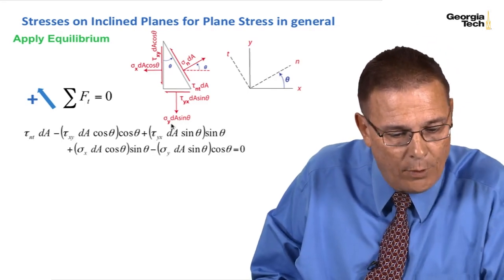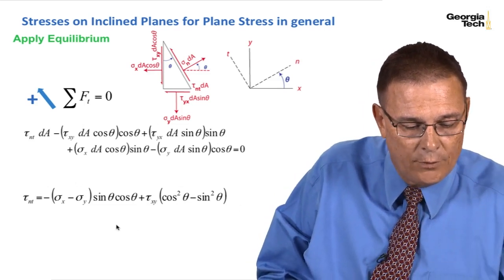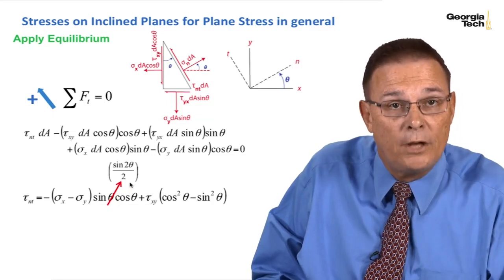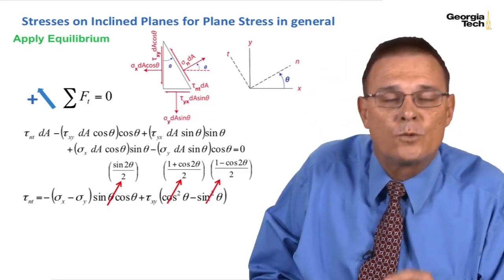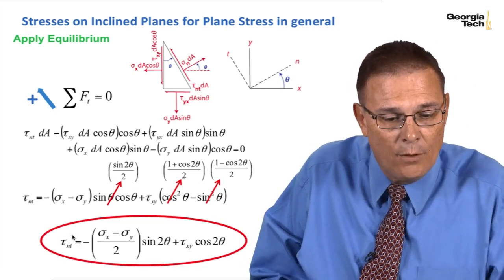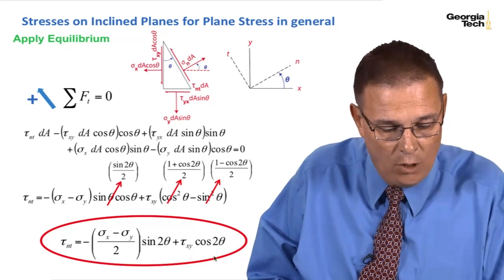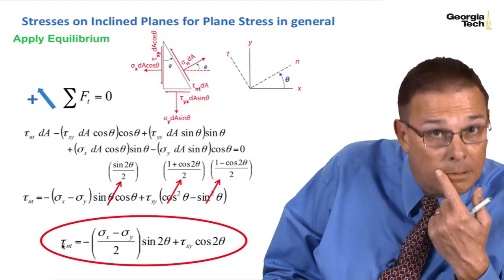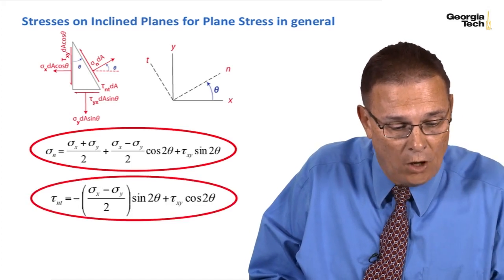Okay, so you should have come up with this equation, and you could have reduced it down to this. Sine theta cosine theta, again, is equal to sine 2 theta over 2. Cosine squared theta was 1 plus cosine 2 theta over 2. Sine squared theta was 1 minus cosine 2 theta over 2. And here is our result, which is now the shear stress on the inclined surface. Again, we know all the values on the right-hand side, and so we can find the shear stress on the inclined plane. And so here is our overall result.